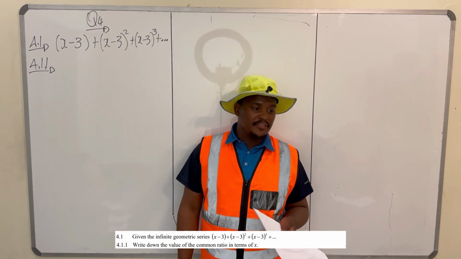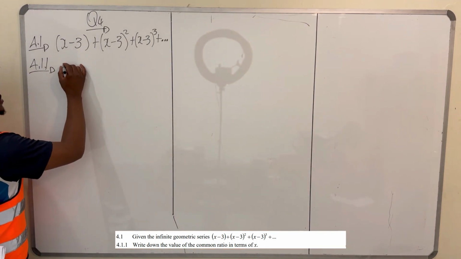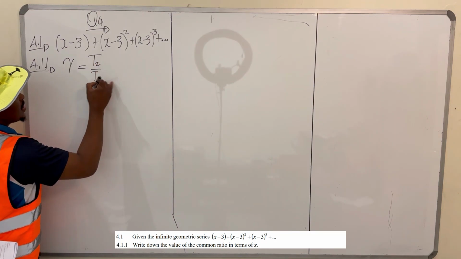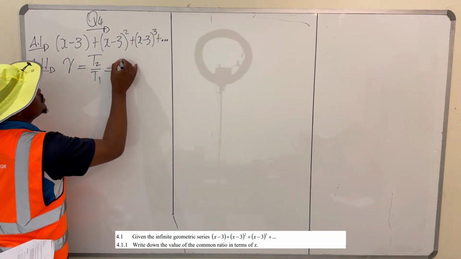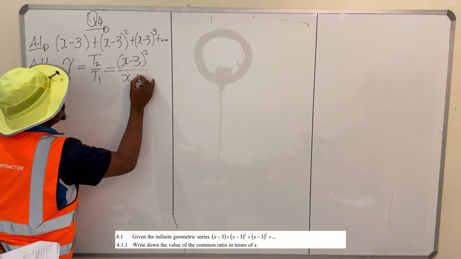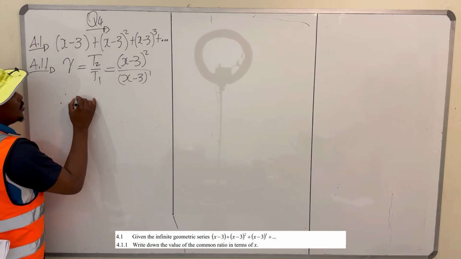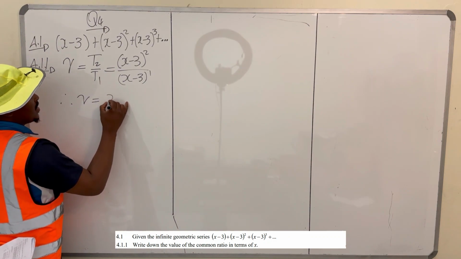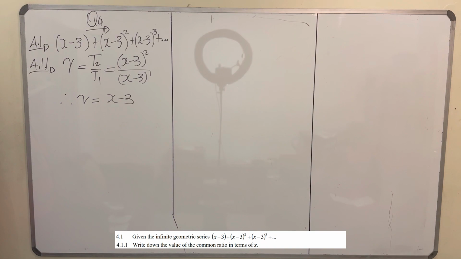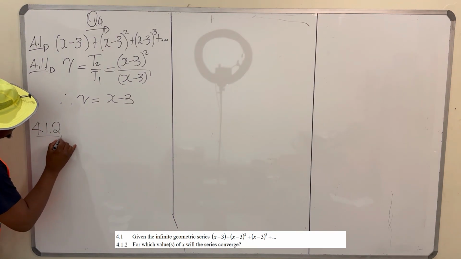They want you to write the value of what? Of the common ratio in terms of x. So, your common ratio, you know that is the quotient of the second term to the first term, which is equal to (x minus 3) all squared all over (x minus 3) to the power 1. Therefore, your r is equal to what? x minus 3. That's it. Are you guys happy? Yes. No problem. Move to the next one, 4.1.2.